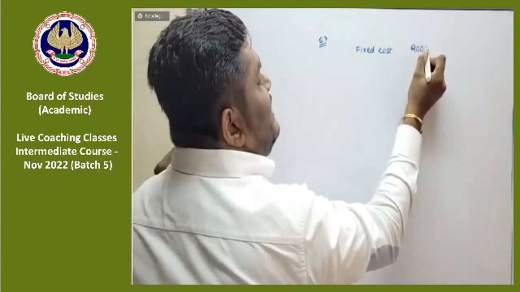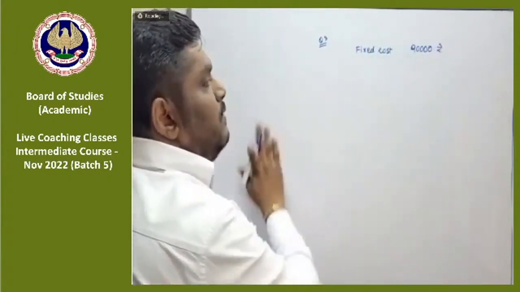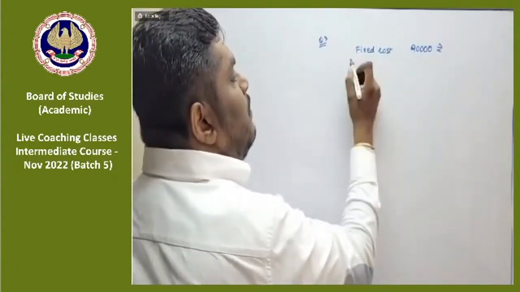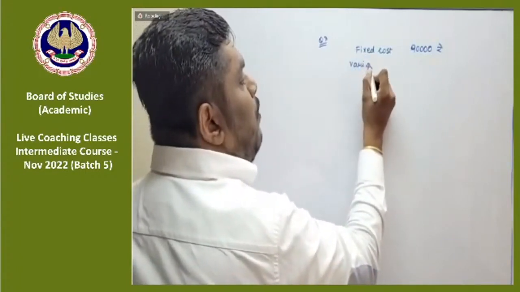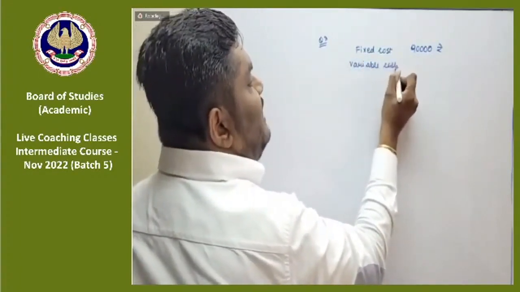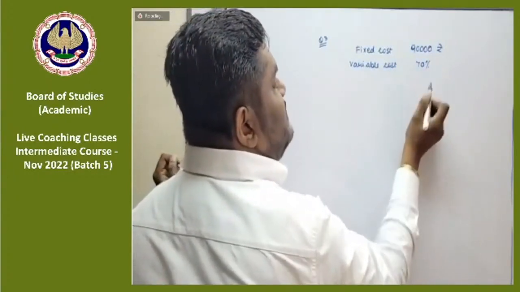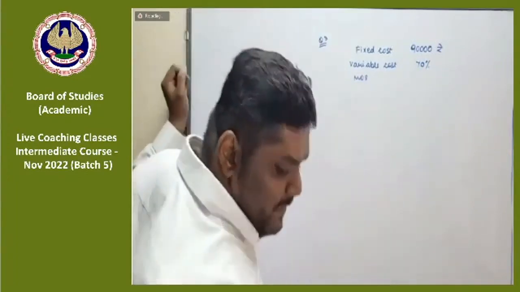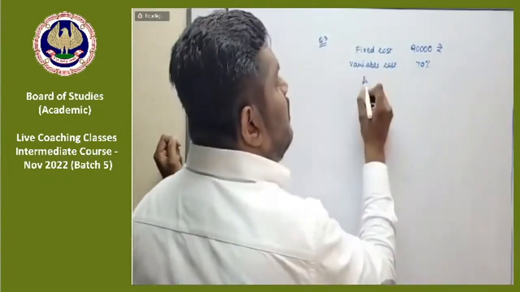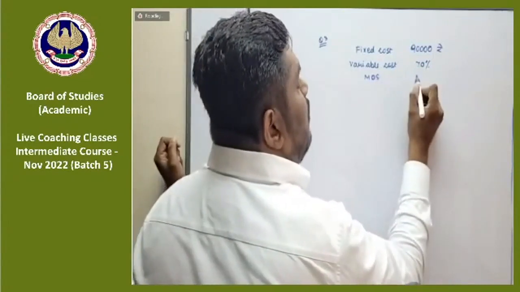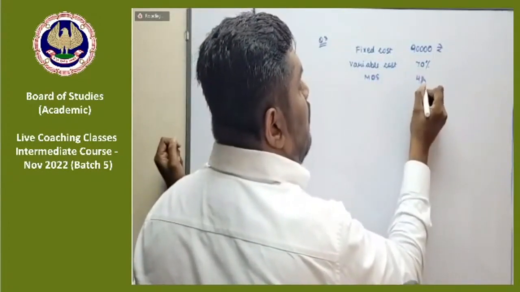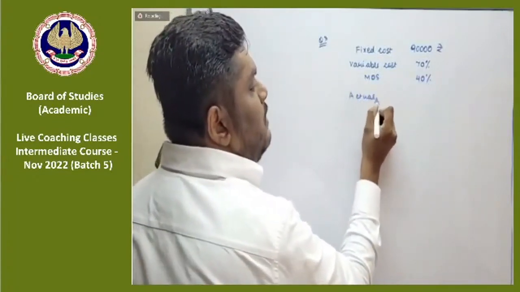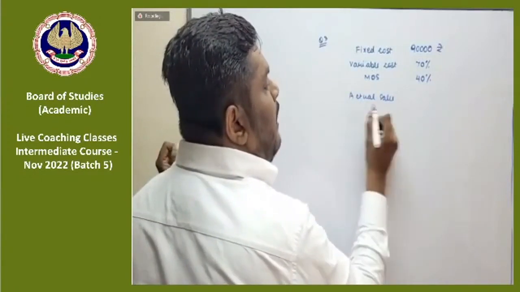My fixed cost is 90,000 rupees. My variable cost is 70% of sales. And my margin of safety is... you have to calculate actual sales and profit.